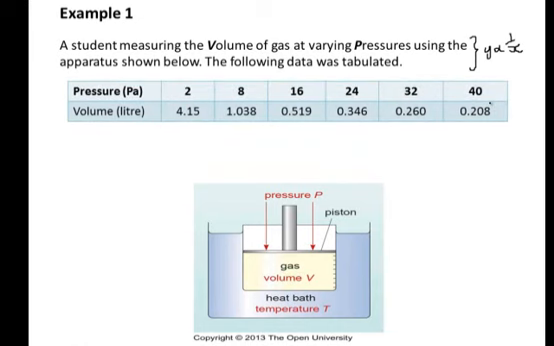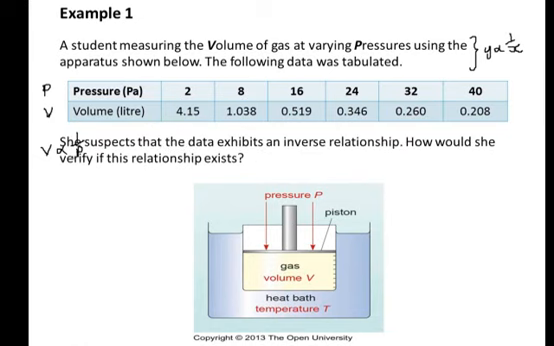So here's the data gathered in the experiment. So we've got P and we've got V. Now pressure is our input, that's been changed. We changed the pressure and we measured the volume. So volume is our output, pressure is our input. So now we're suspecting that volume is proportional to 1 over P. So the student suspects the data exhibits an inverse relationship, another word for reciprocal relationship. How would she verify if this relationship exists?